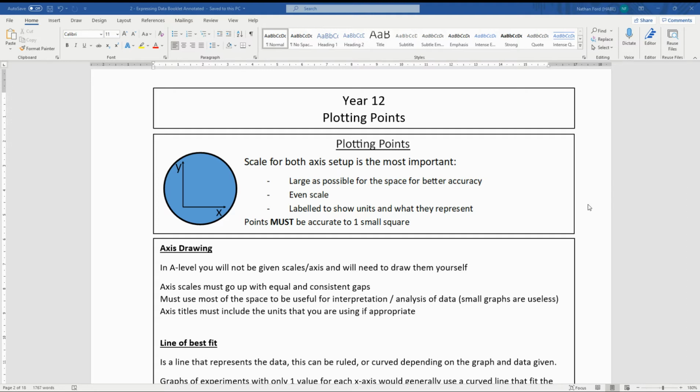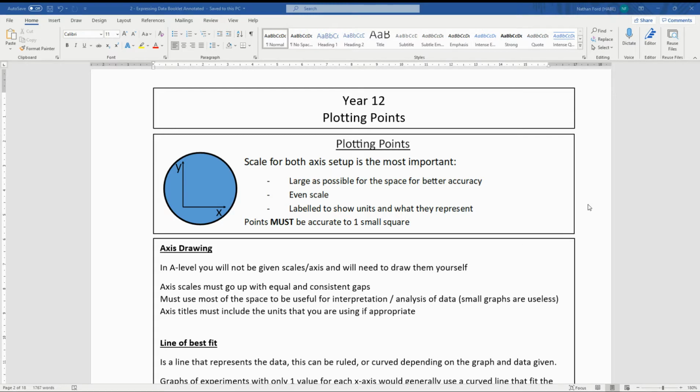Hi, this is Mr. Ford, and today's video is going to be on plotting points. Something that seems so easy actually feeds into so many different capabilities. It works into things like Lorenz curves, applies to bar graphs as well as normal line graphs, and of course is crucial for understanding data.